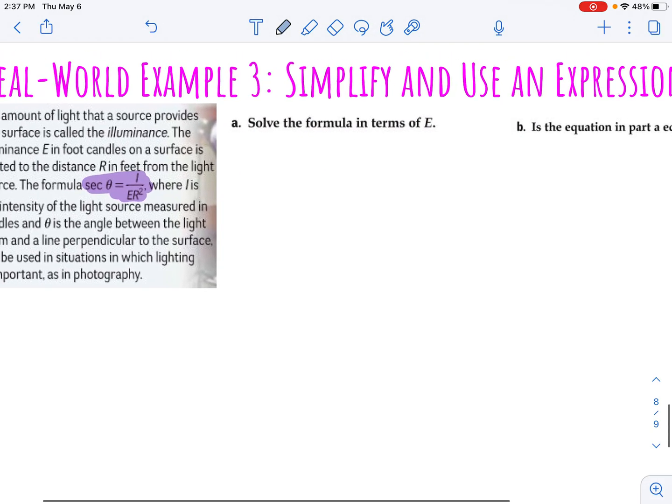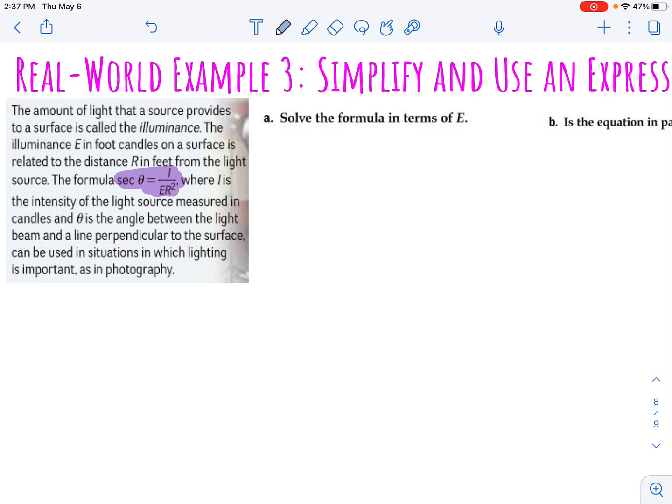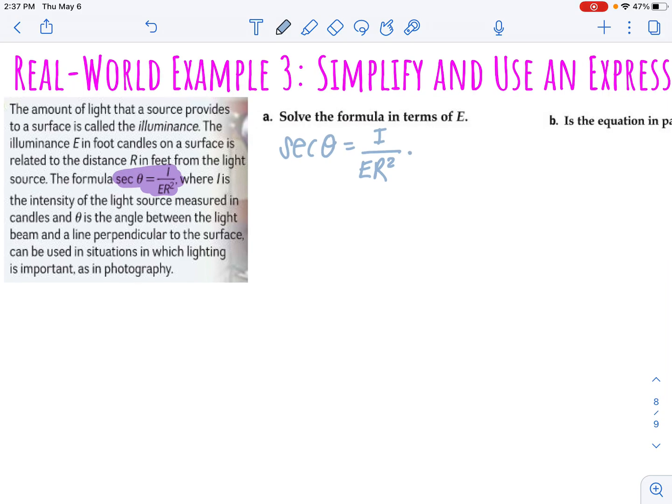So the first thing it wants us to do here is to solve the formula in terms of E. So we want to isolate the E. First we have the secant of theta is equal to I over ER squared. The first step in isolating this E is to multiply by the whole thing, ER squared. We want to get it out of the denominator. So then we are left with ER squared times the secant of theta equals I, because those will cancel themselves out.